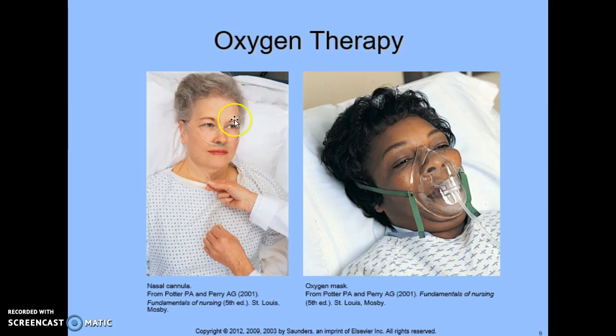This just demonstrates the two. This is the nasal cannula. This is the oxygen mask. This can be found in your book if you want to look more closely, and we will be learning both types.